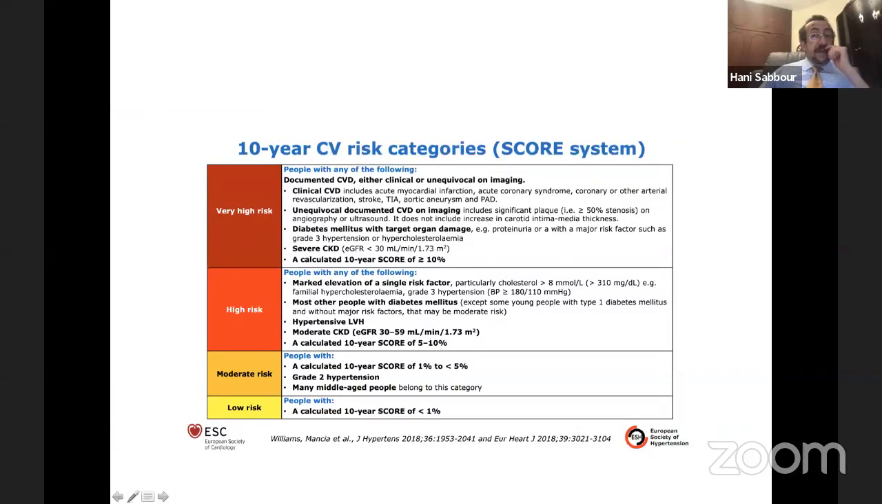And the additional thing you should do now if you see a hypertensive patient is to look at their cardiovascular risk category using the score system or whatever other scoring system you like to use, because if you have an elevated score or any of these identifiable risk factors, such as diabetes, LVH, or CKD, then you need to treat them early because they're high risk, just like you would approach lipids.